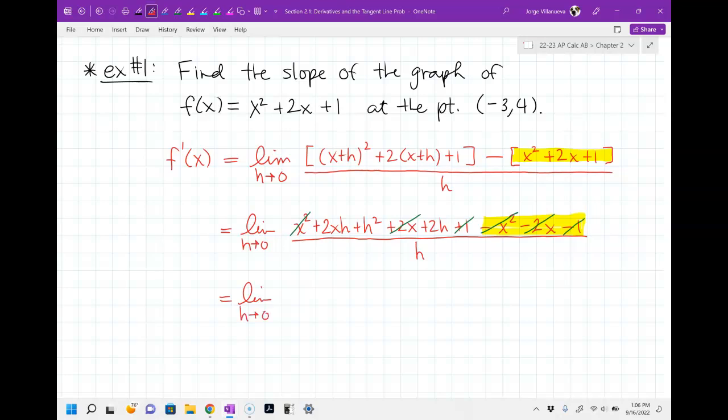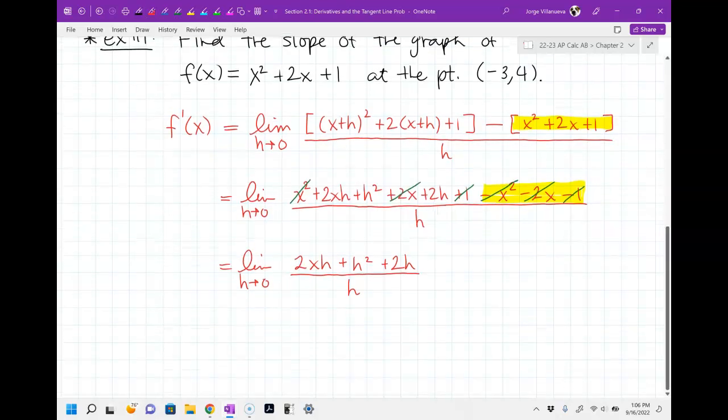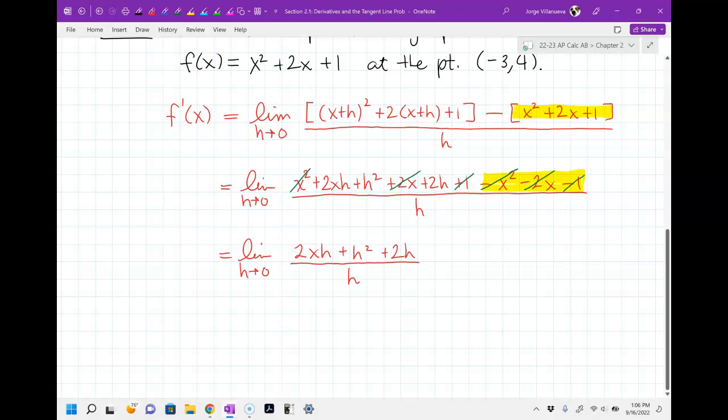Limit as h approaches 0 of 2xh plus h squared plus 2h, all that is divided by h. Now notice, I can try plugging in h equals 0, but what's my result going to be if I plug in my 0 right now? Well, 0 over 0. It may not be DNE, we still have to wait to see what happens at the end. 0 over 0 just means that it's an indeterminate form.